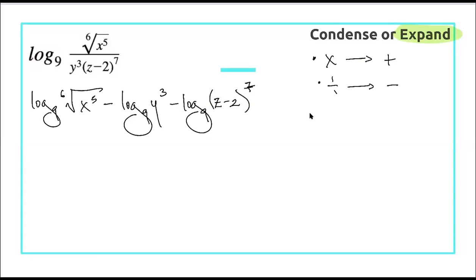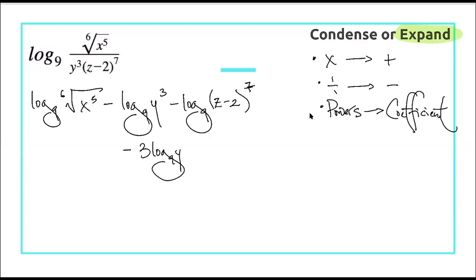And then I don't need to worry as much about distributing any sign. All right, so we've taken care of the multiplication and the division, and now we're looking to take the powers and bringing it down as a coefficient. So I think the last two are really easy because we can do 3 log base 9 of y minus 7 log base 9 of z minus 2. But what do we do with that first term? Any ideas? Turn it into 1/6. Okay. And then subtract from 5.